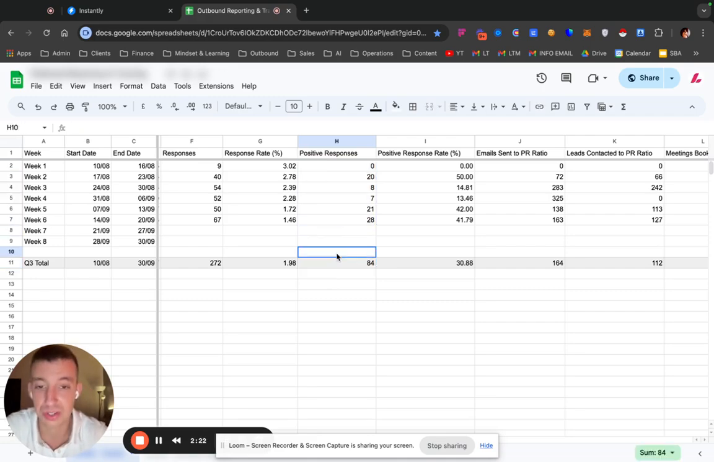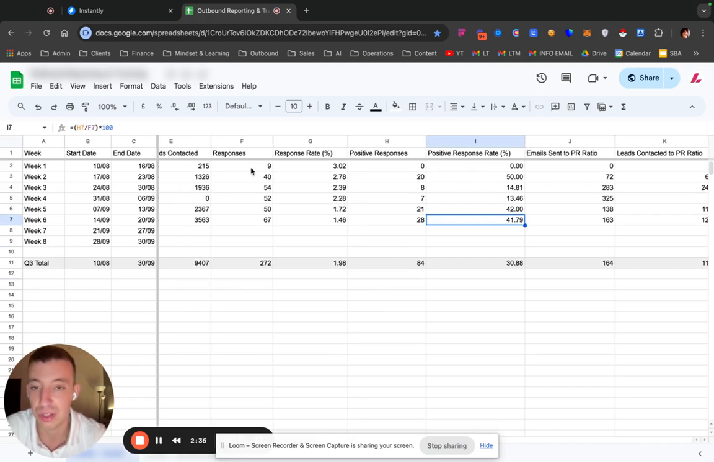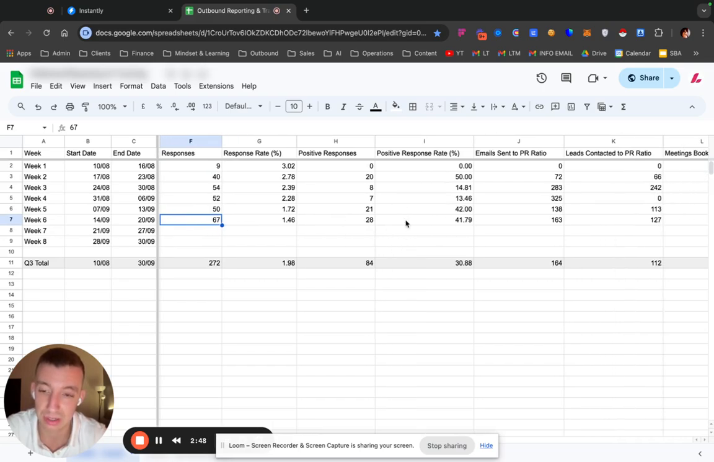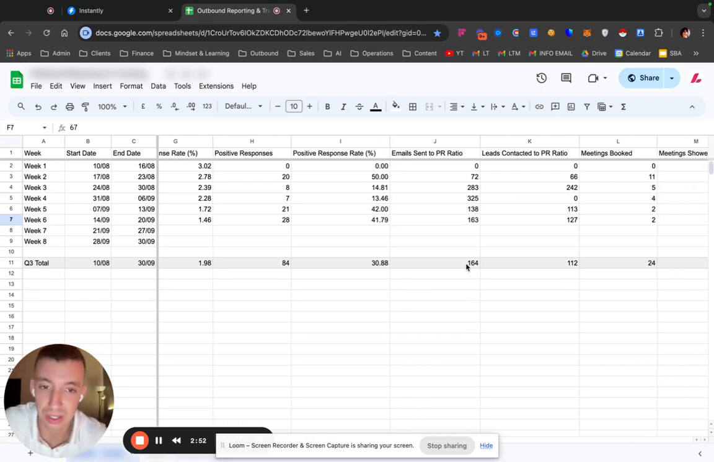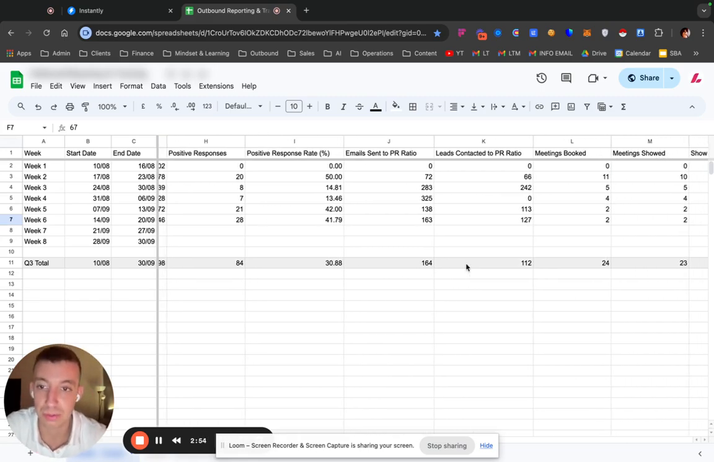Next, we've got positive responses. This is anything that is a positive sentiment in the response. So, I'm interested, can I have some more information? Let's set up a time to chat. Anything along those lines that is marked as a positive response. Then we've got the positive response rate. This is the percentage of positive responses in comparison to responses. So if we are sending this many and getting this many responses, how many of those are positive? At the moment for this particular series of campaigns, this is around 30%, so about 1 in 3 of the responses we're getting are positive.